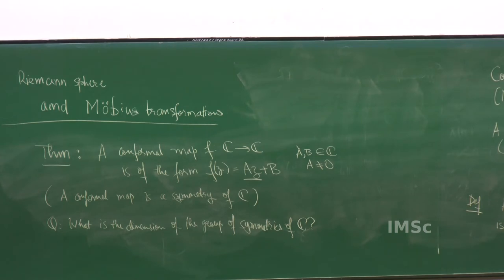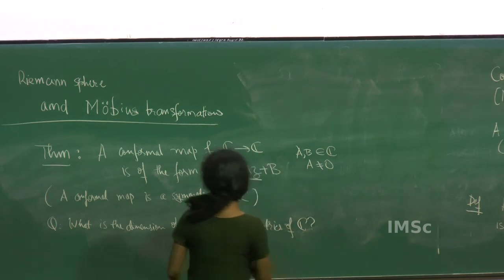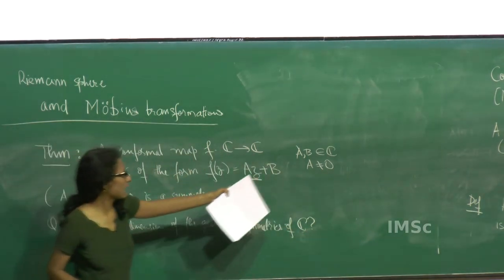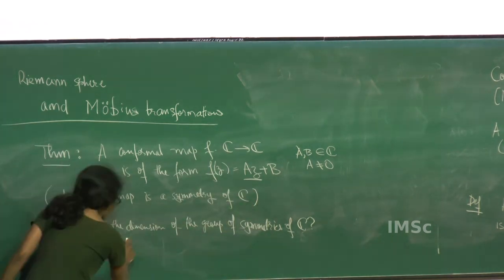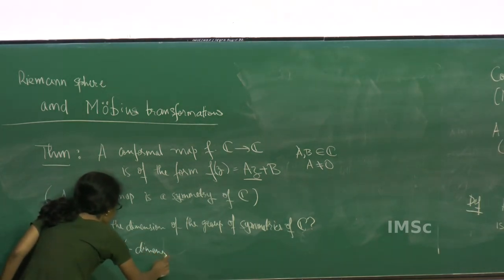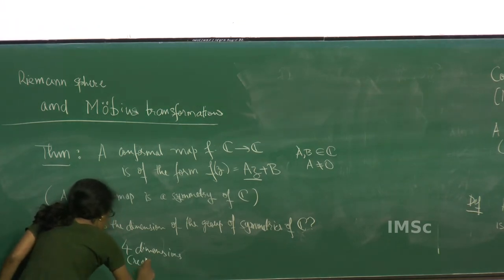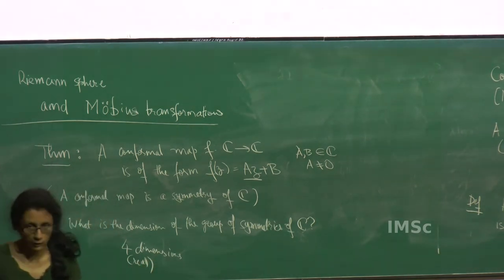Exactly. Degrees of freedom is a good word for this kind of thing. So if you are looking at symmetries of C, how many degrees of freedom do you have? Except that I count my dimension in reals. Since a complex number has two dimensions, this has four dimensions. So four real dimensions, or two complex dimensions, whichever you prefer.